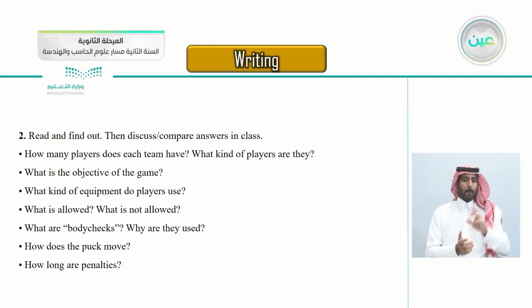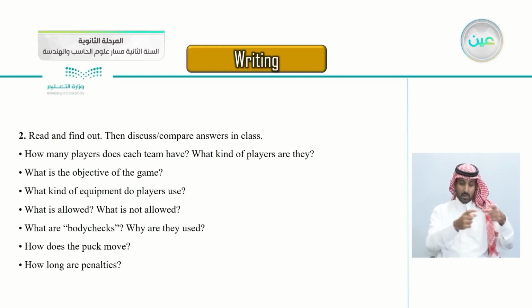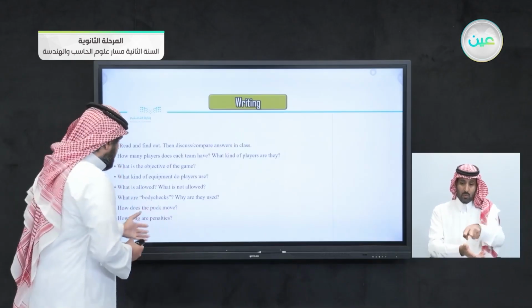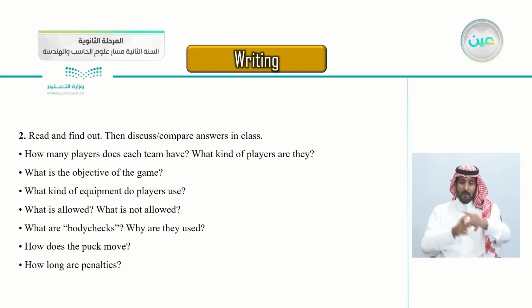What is allowed and what is not allowed? The rules. What is allowed? What is not allowed? What are body checks? Why are they used? So there's something called body checks. What are they and why are they used? How does the puck move? How long are penalties? The puck, of course, is the black round object that they try to move. And how long are penalties? So these are the questions.